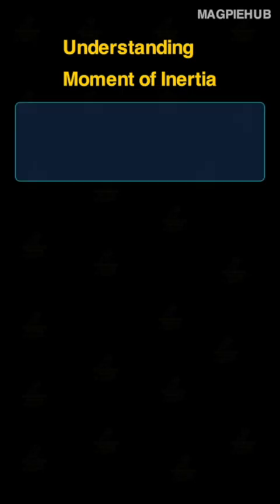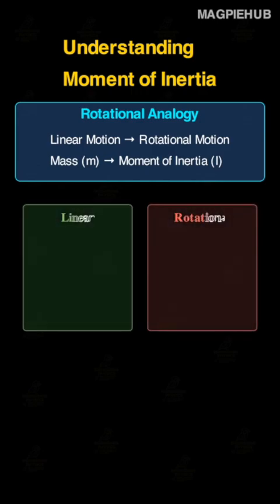Now let's understand what moment of inertia really means. In linear motion, we have mass. In rotational motion, the equivalent quantity is moment of inertia. Think of it this way. Just as mass tells us how hard it is to change an object's linear velocity, moment of inertia tells us how hard it is to change an object's rotational velocity.